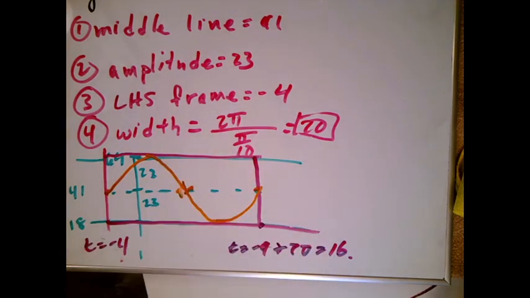and we've successfully graphed a function with the 4 kinds of changes we have to see, using the middle line, the distance between the middle line and the top, the left-hand side, the width to find the right-hand side, and then inside the frame, we just draw the function.